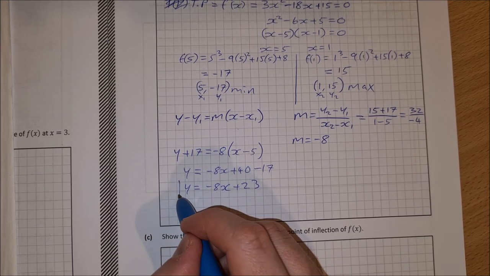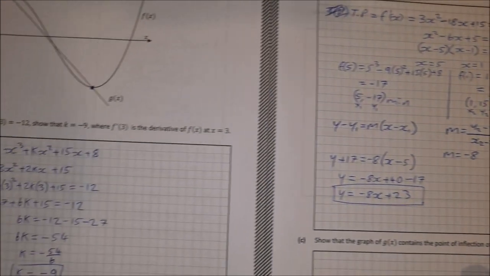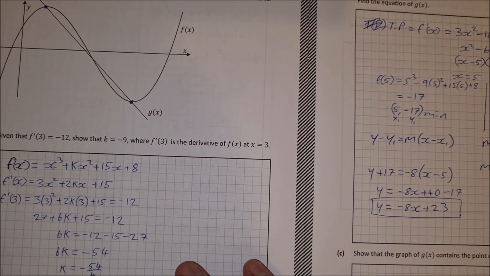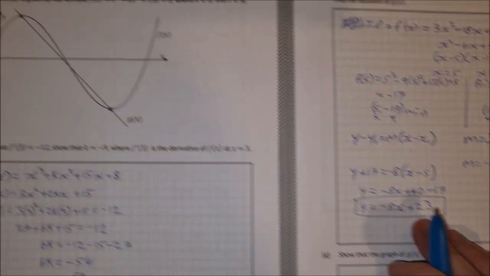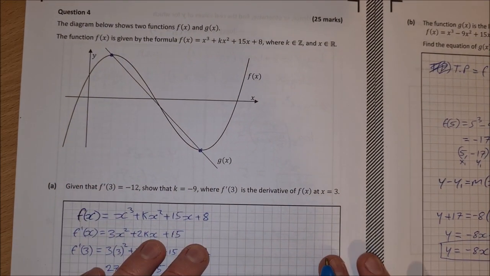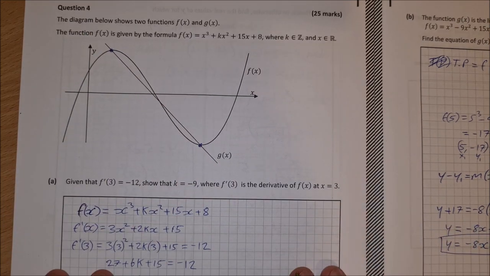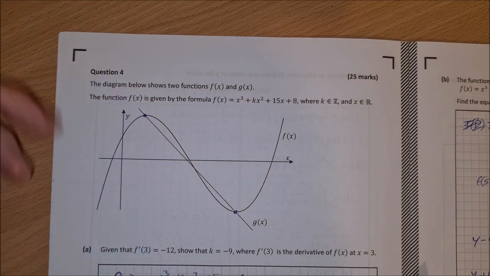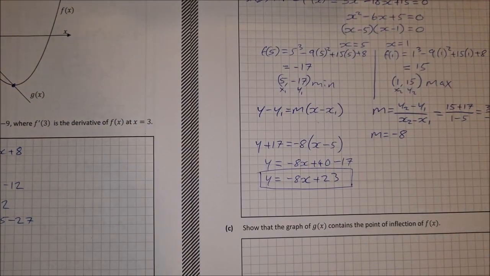So that's the equation of our line g of x. And we can double check if it makes sense. y is equal to minus 8x plus 23. So that means it has a slope of minus 8. It has a negative slope that's quite steep, so it looks about right. And it has a y-intercept of 23. The y-intercept has gone way up here. So yeah, it looks like it should be right.